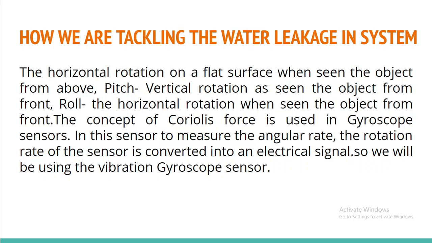So, how are we tackling the water leakage in the system? We'll be using a vibration gyroscope sensor. Once the system encounters any kind of movement like push or pull, since we'll be having a portability feature too, the system will control the water flow and water leakage is prevented to an extent.